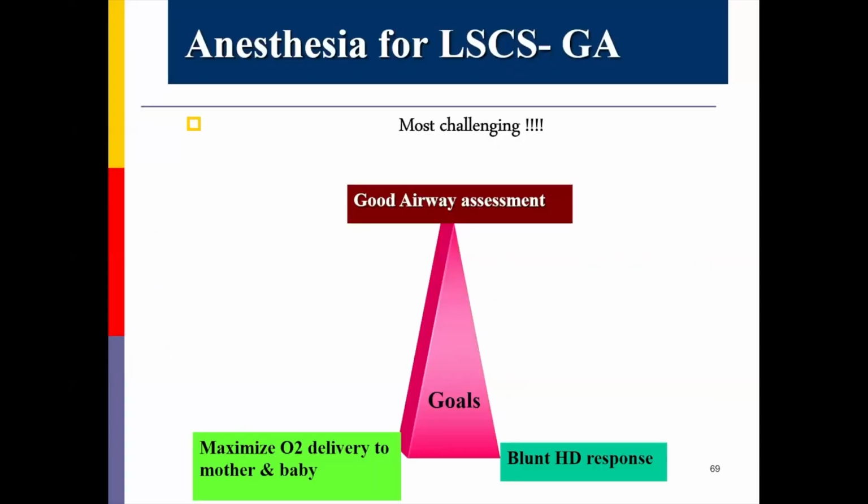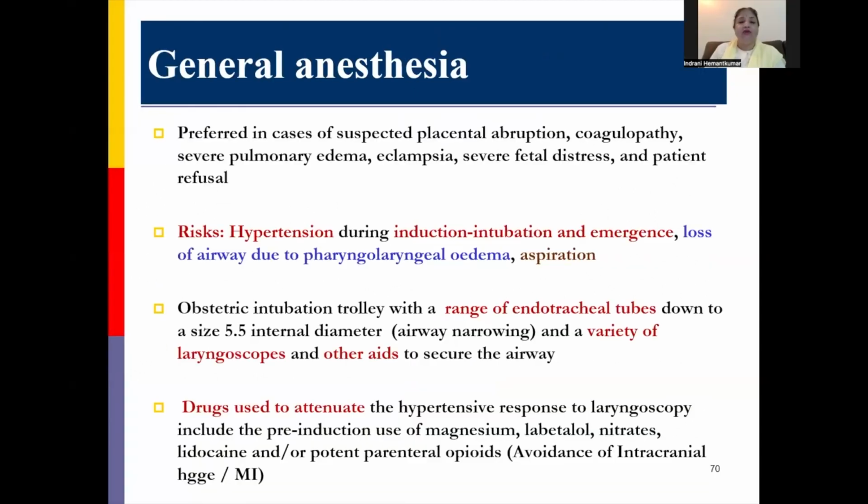The risk at the time of induction and intubation is that you can have a very high blood pressure because the blood pressure can be very labile. You have to obtund the intubation response in these patients. The patient can have a difficult airway. You can have a loss of airway because of pharyngolaryngeal edema, and aspiration. At this point of time, you have to put in an LMA, and the pharyngolaryngeal edema can be very dangerous to these patients. The patient can have aspiration also.